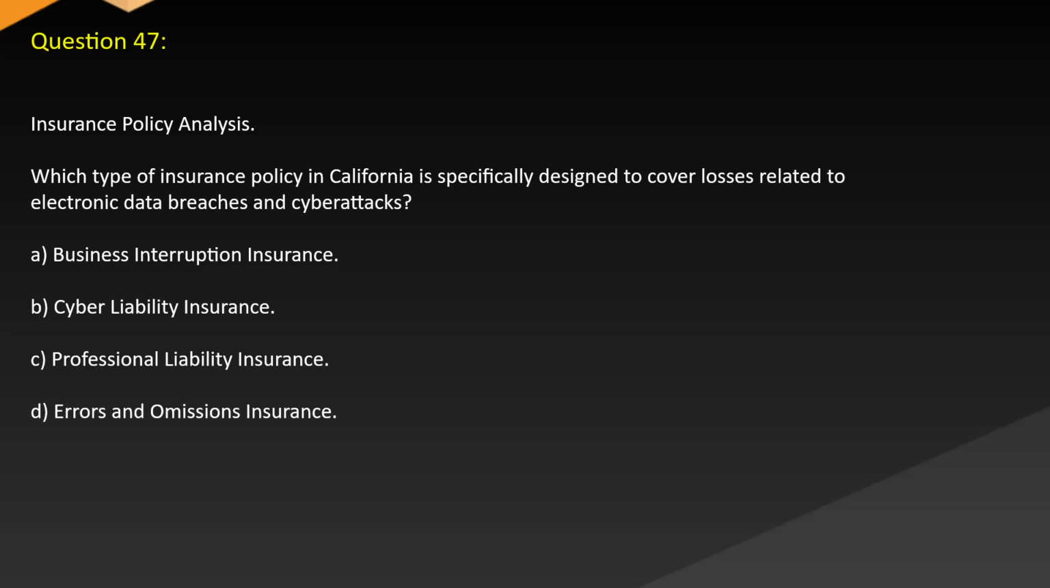Question 47. Insurance policy analysis. Which type of insurance policy in California is specifically designed to cover losses related to electronic data breaches and cyber attacks? A. Business interruption insurance. B. Cyber liability insurance. C. Professional liability insurance. D. Errors and omissions insurance.